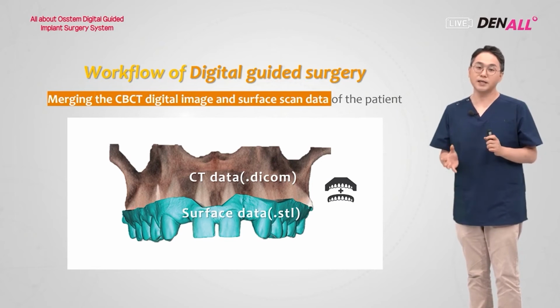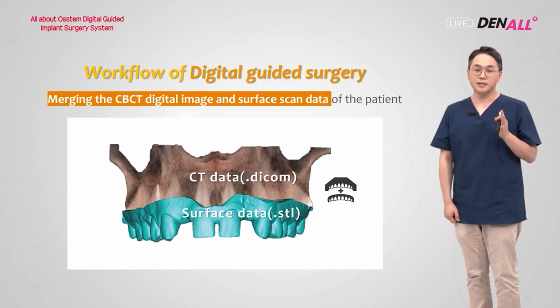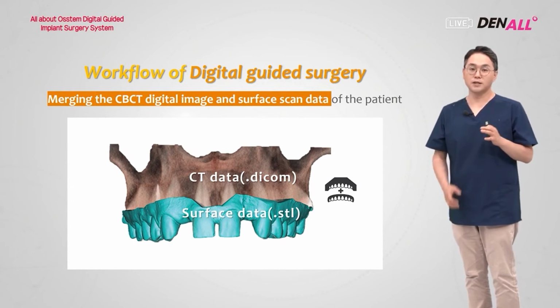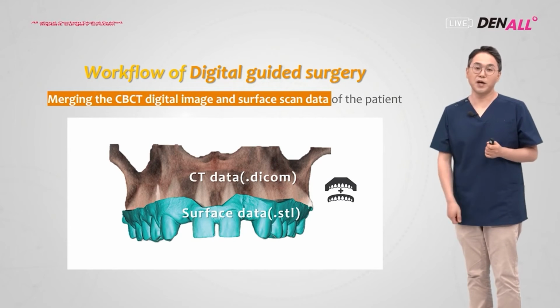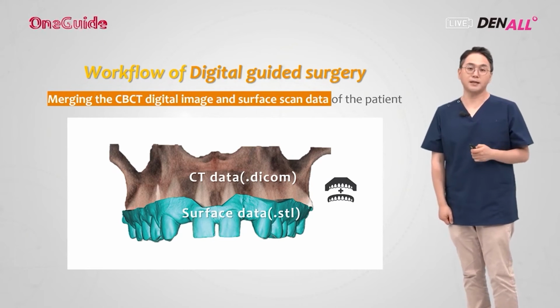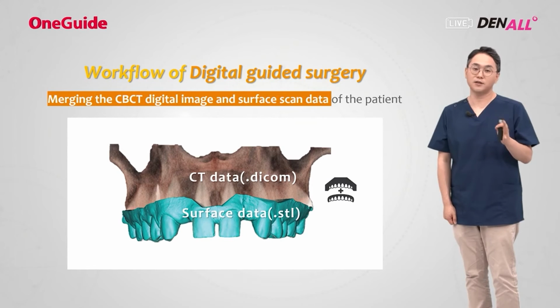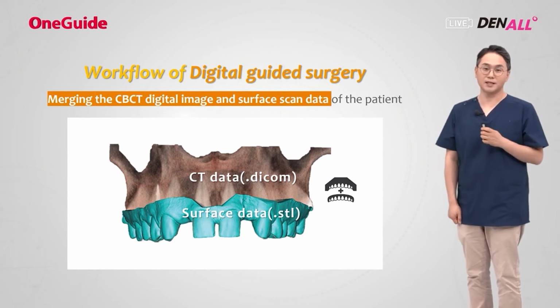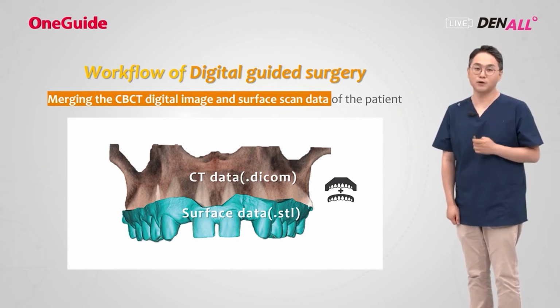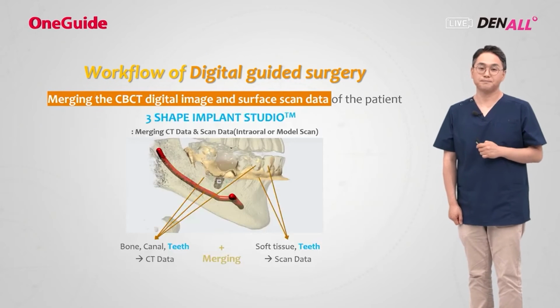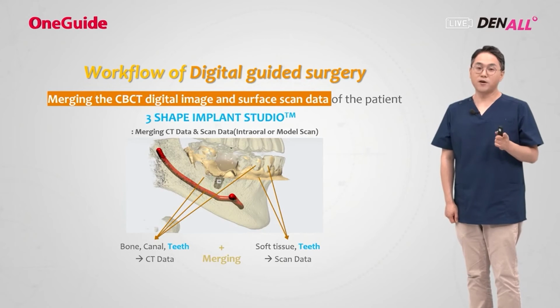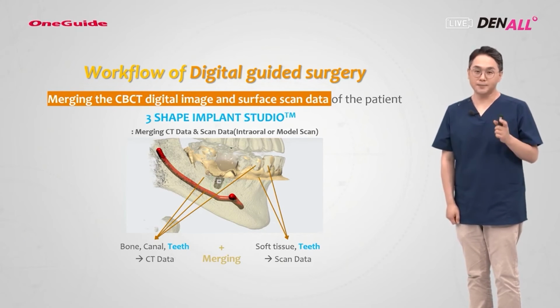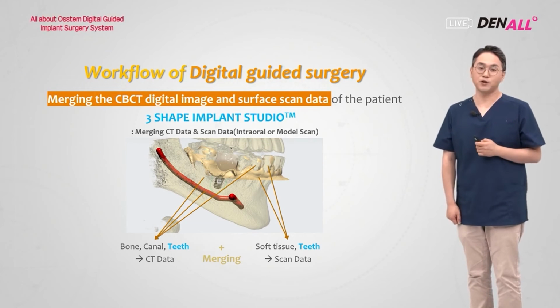Merging is very important. If merging is done wrong, everything goes wrong. Implant placement planning is done on CT data, and a surgical stent is made on surface scan data. If this goes wrong, the implant placement position becomes wrong. Merging is a very important first step. As I told you, by superimposing teeth, the CT data and the intraoral scan data, or surface data, are merged.